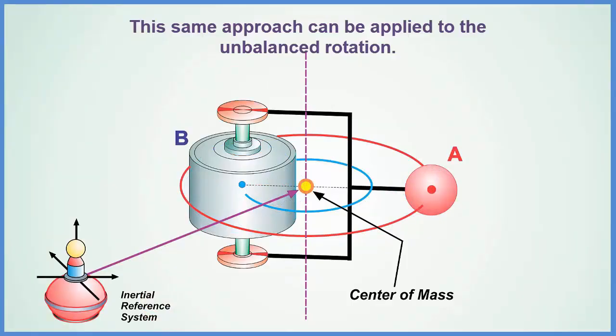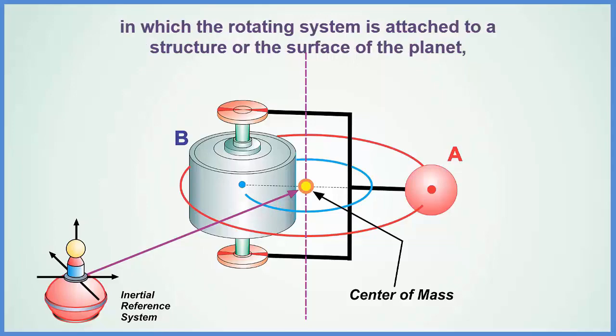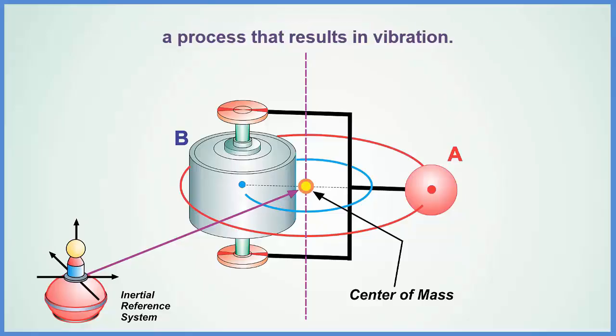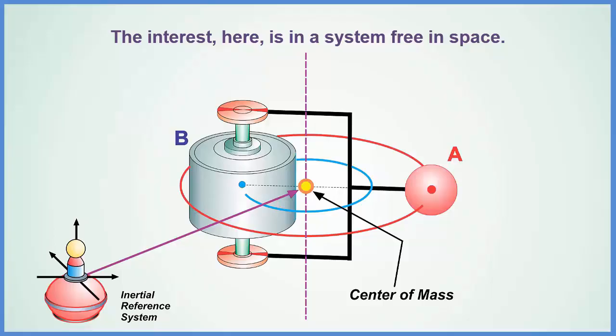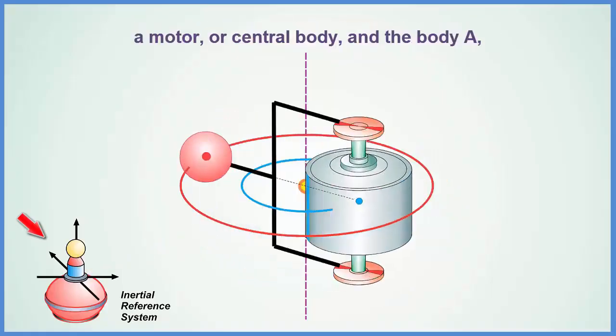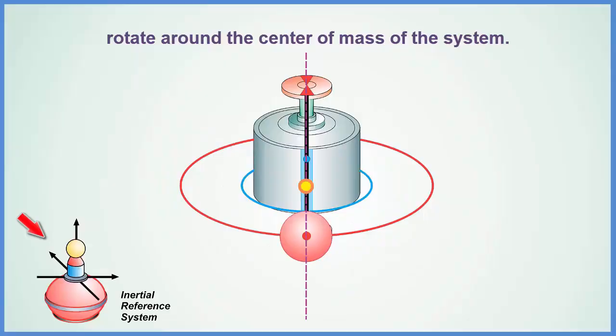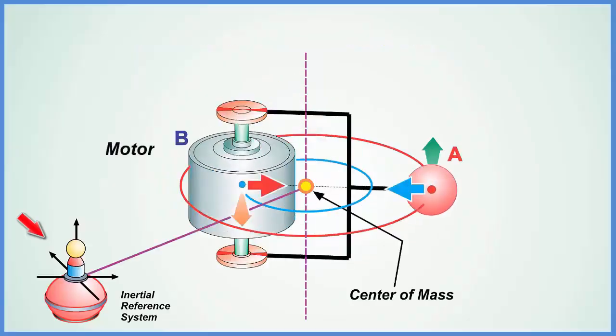This same approach can be applied to the unbalanced rotation. The unbalanced rotation is usually considered in a restricted process in which the rotating system is attached to a structure or the surface of the planet, a process that results in vibration. The interest here is in a system free in space. From the point of view of an external, inertial reference system, a motor or central body and the body, A, rotate around the center of mass of the system.